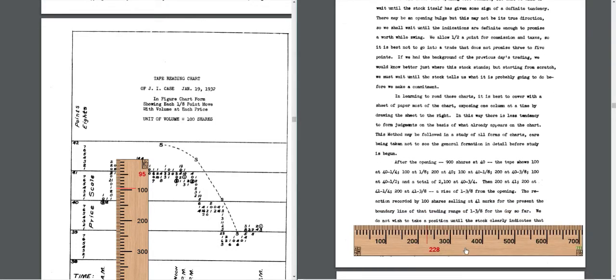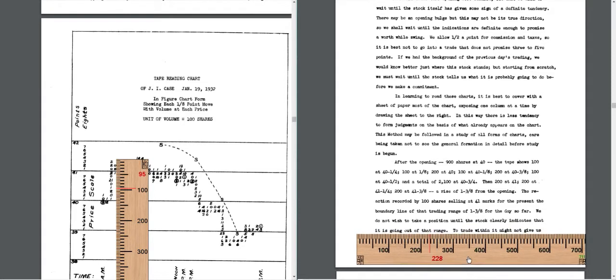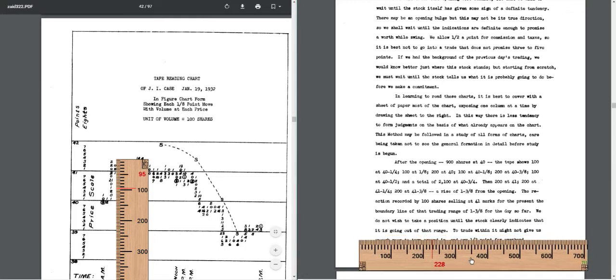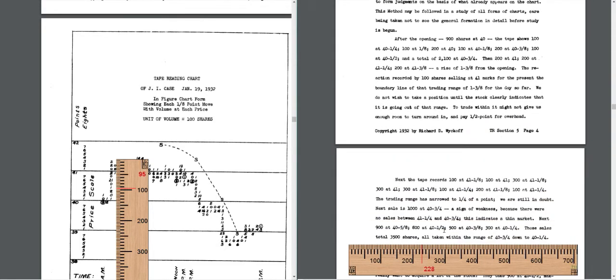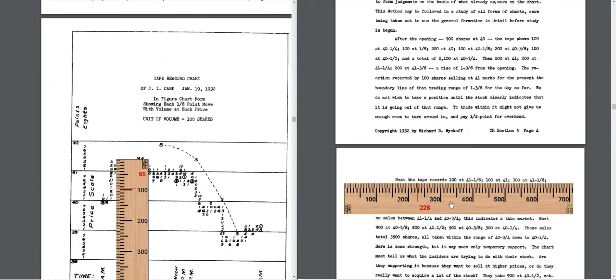We do not wish to take a position until the stock clearly indicates that it is going out of that range. So this is an important point. It establishes a range. You're not going to get in until it goes into markup, meaning goes up, or markdown. Alright? To trade within it might not give us enough room. So he's not going to play the range. He's going to play the trend, the breakout. So why is he doing that? Simple. He doesn't want to get screwed by commissions and taxes and trying to play small moves.